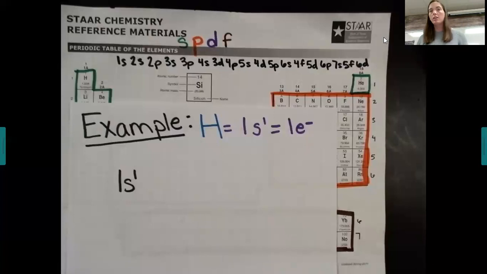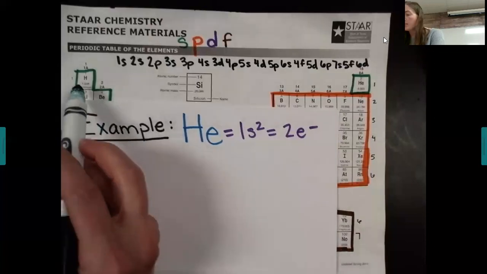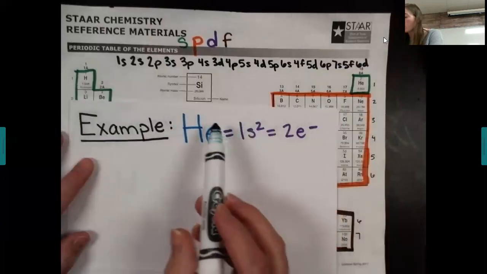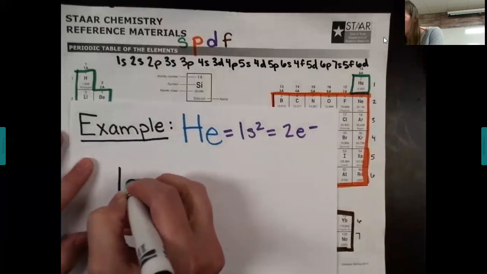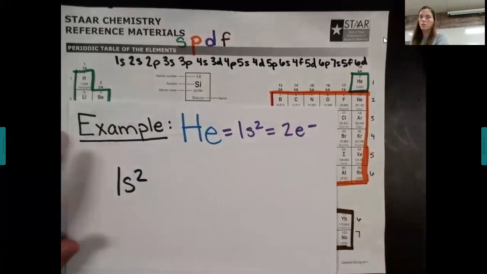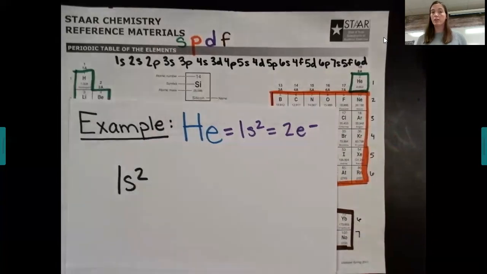Using the same examples that we did with orbital diagrams, the next we're going to go to is helium. Helium is still in the 1s block, but now there are 2 electrons. So we're going to say 1s2. And again, for helium, that just happens to be it because 1s is the very first thing on our list.